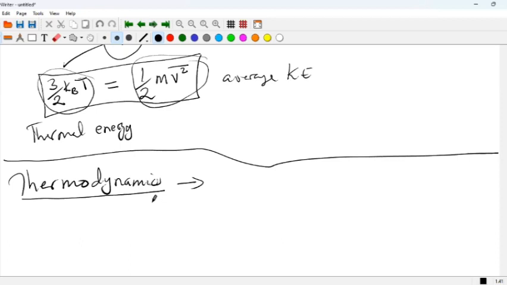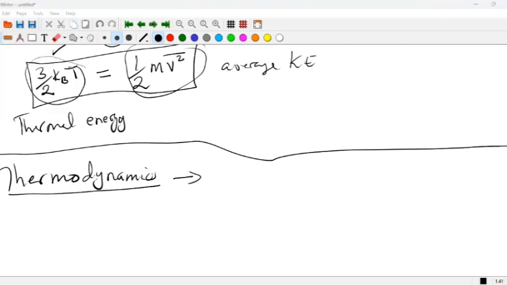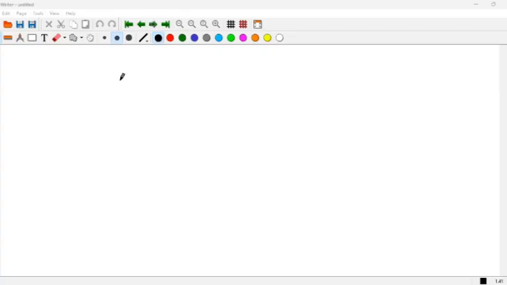So in the remaining time, I want us to introduce this topic of thermodynamics. In this regard, I'm going to start a new window. I'll stop sharing this window and I'll share the new one that I've created for the new topic of thermodynamics.